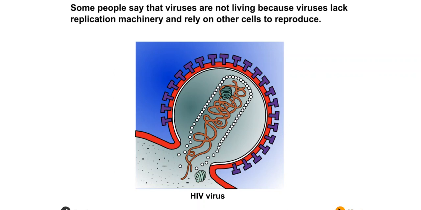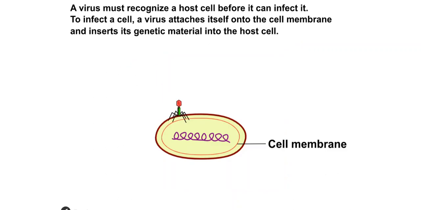So, some people say that viruses are not living because viruses lack replicating machinery and rely on other cells to reproduce. But a virus must recognize a host cell before it can infect it. To infect a cell, a virus attaches itself onto the cell membrane and inserts its genetic material into the host cell.